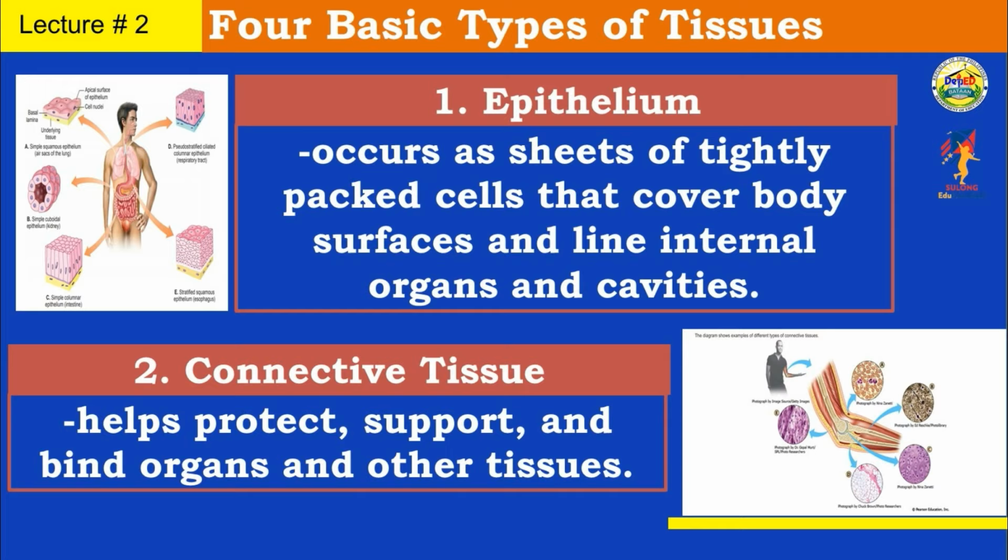The second type of tissue is connective tissue. So for the connective tissue, there are seven functions. First, to join together the other tissues of the body, like the tendons and ligaments. Second, for support, like the trachea and the bones. Third one, to protect underlying organs, like for example, the skull.